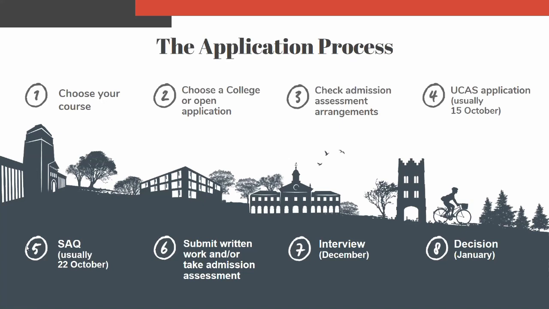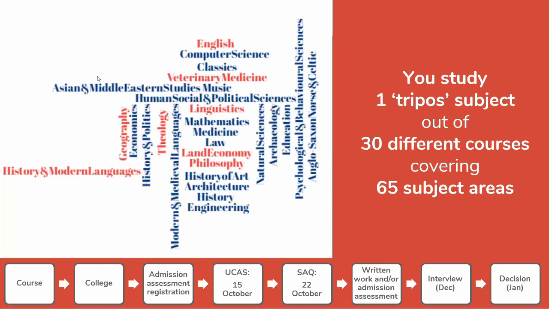So first of all, we will start at the beginning and talk about choosing a course. Here on this word cloud, you can see all of the different courses that we offer at Cambridge University. You study one TRIPOS subject out of 30 different courses. TRIPOS is just the word that we use to refer to each different degree. Those 30 courses can be seen in this word cloud. Appreciate it's a little bit hard to read some of those, but we'll show you them again later. Those courses actually cover 65 different subject areas, and we'll go into a little bit more detail about the courses in a second.